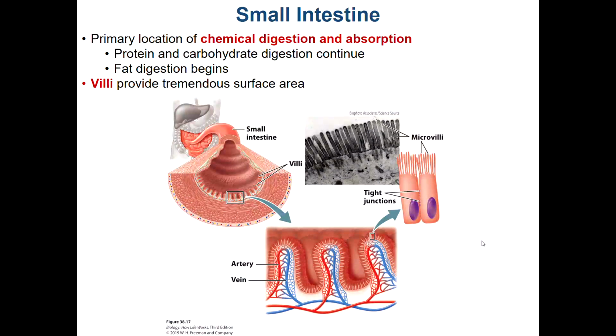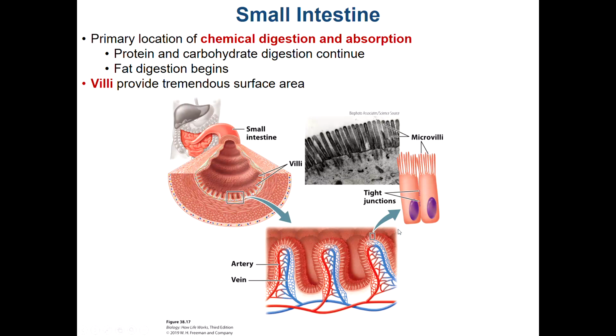So after the food leaves the stomach, it enters the small intestine. The small intestine is the primary location of chemical digestion and absorption of nutrients. Protein and carbohydrate digestion continues in the small intestine, and fat digestion begins.